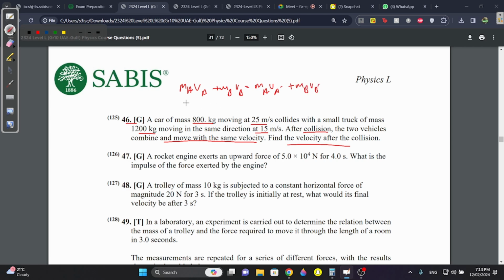MAVA will be the mass of car A, which is 800, times the velocity of A, which is 25, plus MBVB, which is the mass of car B, 1200, times the velocity of car B, which they said is 15, equals MAVA prime, so the mass of A times the new velocity, which we don't know and are trying to find, plus MBVB, which is 1200 times, again, the new velocity. But we're saying they're moving with the same velocity, so we can replace VA prime and VB prime by just V, right? So let's simplify this a bit.